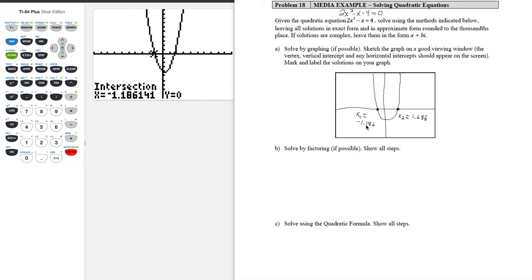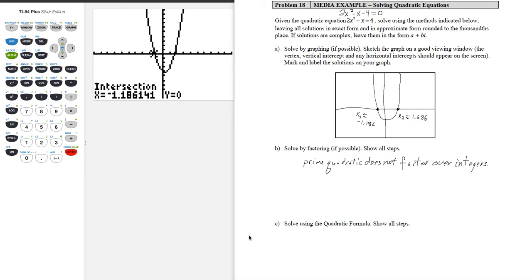Now, just by looking at these two values, these are not nice numbers, they're not integer values, so we are not going to be able to factor to solve. So I'm going to say this is a prime quadratic, does not factor over integers. So we're off the hook on the factoring method. Let's solve using the quadratic formula.